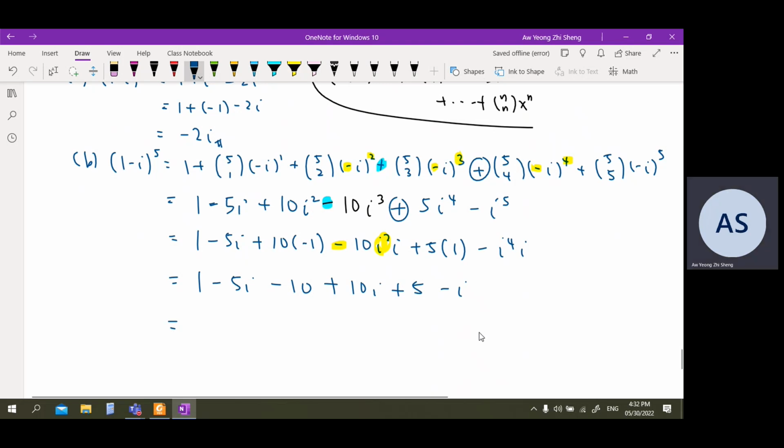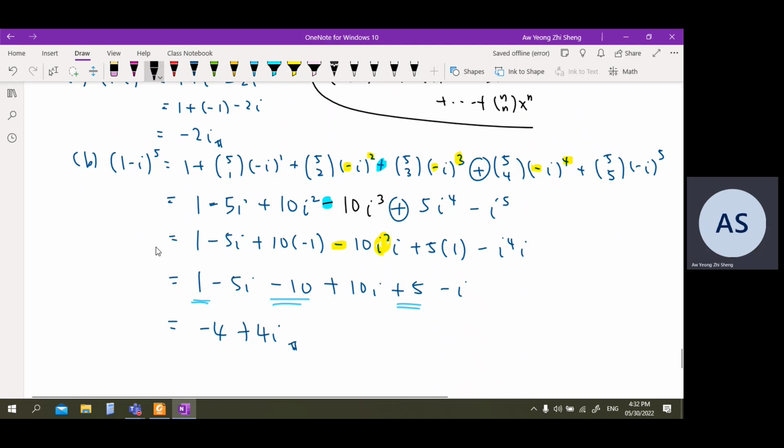Okay, now it's simple enough. We can add up the real terms. 1, negative 10, and 5. I have 6 minus 10, that is a negative 4. Okay, the terms with i have minus 5 plus 10 minus 1. That gives me a 4. And done.